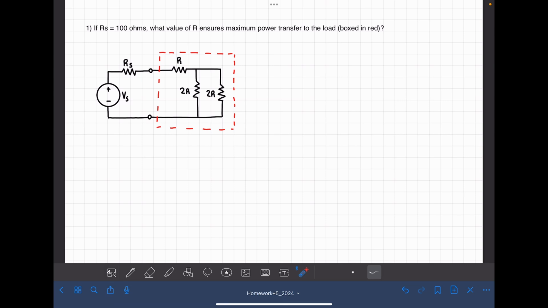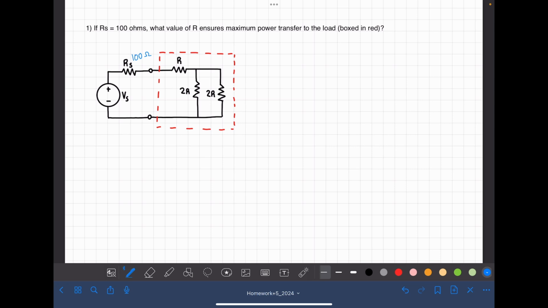Okay, so here's our first problem. We see right off the bat that Rs is going to be a constant, so we're not going to be able to manipulate that. And instead, what we do have control over is R. So we want to find the value of these R's in this equation such that maximum power is transferred to this load circuit here. So in order to do that, we need to find the equivalent resistance of the load circuit in terms of this R variable.